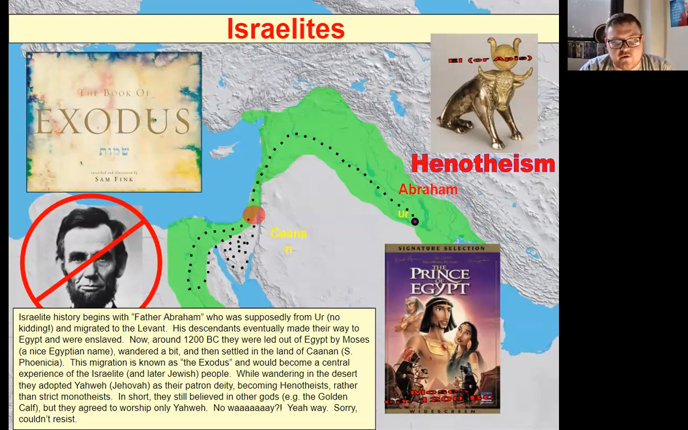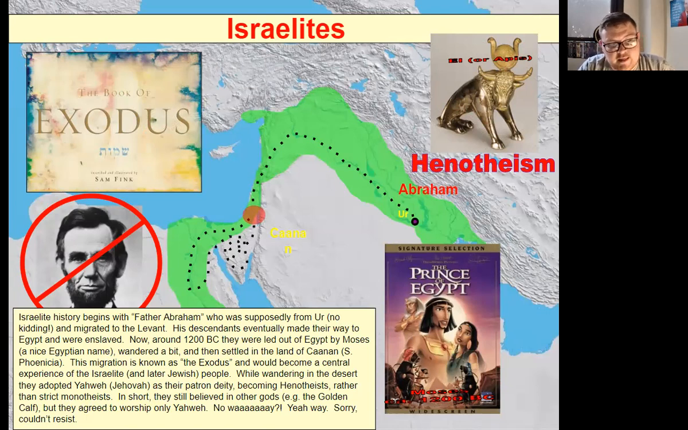So Israelite history begins with Father Abraham, who was supposedly from Ur, no kidding, and immigrated to the Levant, which is where Jerusalem is. His descendants eventually made their way to Egypt and were enslaved. Now, around 1200 BC, they're led out of Egypt by Moses, a nice Egyptian name, wandered a bit, and then settled in the land of Canaan. This is South Phoenicia. This migration is known as the Exodus. It would become a central experience of the Israelite and later Jewish people.